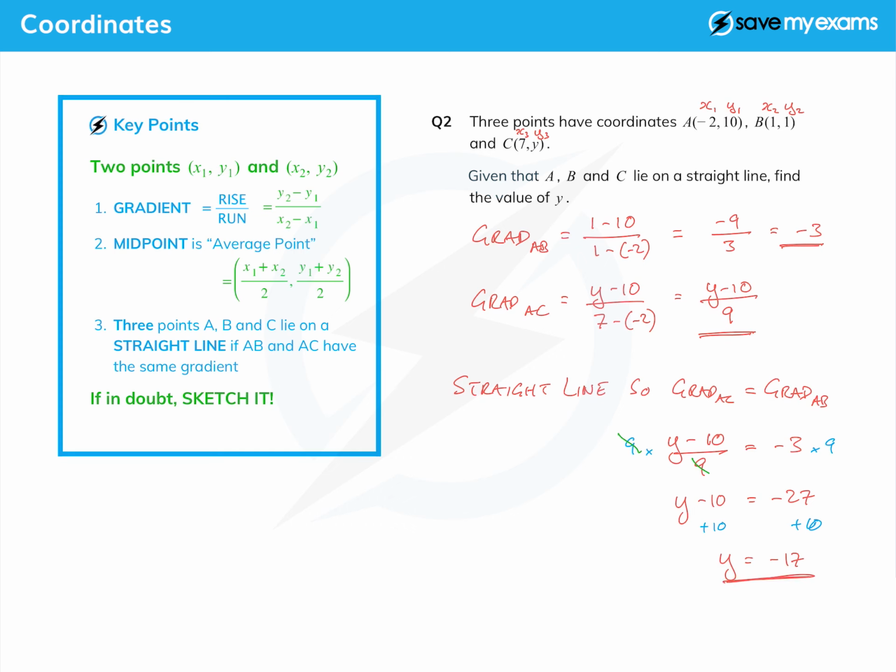So as I say, 3 things we can do. Find the gradient, up over across, rise over run, difference in the y's over the difference in the x's. We can find the average point, otherwise known as the midpoint, and we can use the fact that A, B and C lie on a straight line. And that's equivalent to saying AB and AC have the same gradient. I hope that helps.